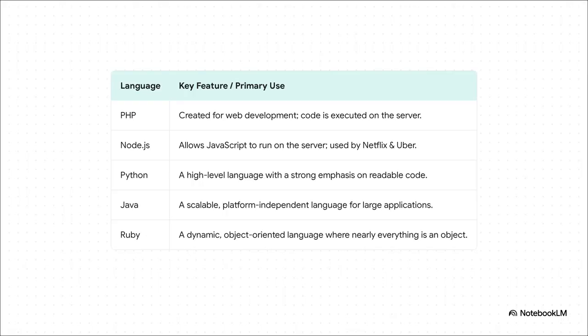As you can see, there are a ton of different languages for the server side, and each one has its own strengths. PHP, for example, was literally built from the ground up just for the web. Node.js is super interesting because it lets developers use JavaScript, the same language from the front end, on the back end. That's why big companies like Netflix use it. And then you have languages like Python, which is famous for being easy to read, or Java, which is an absolute workhorse for massive applications.